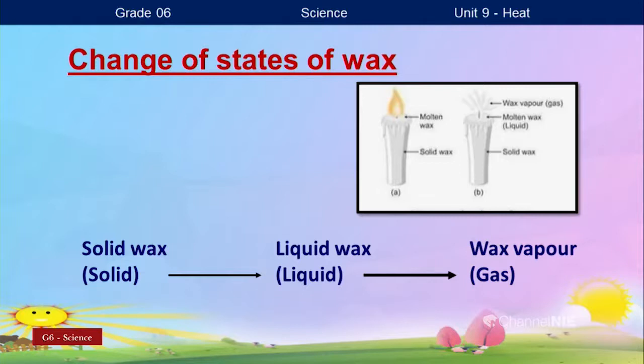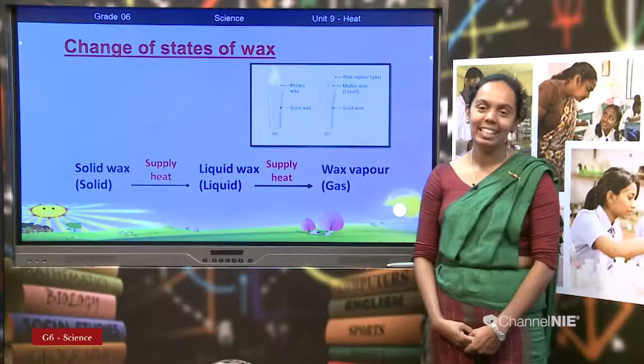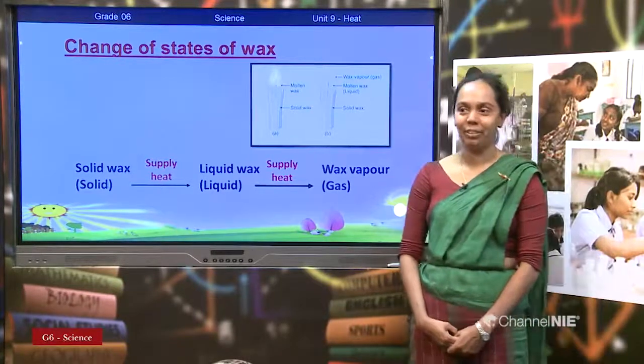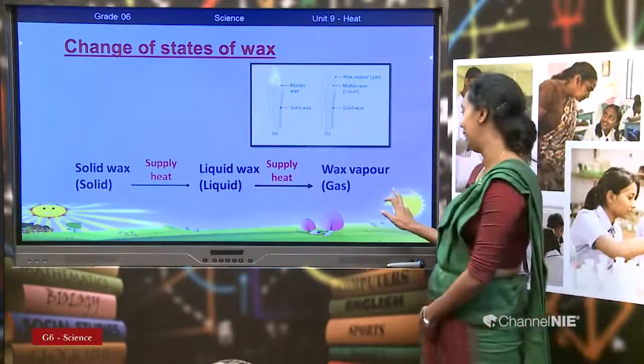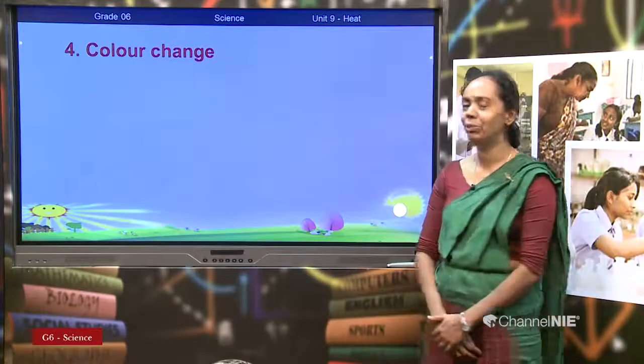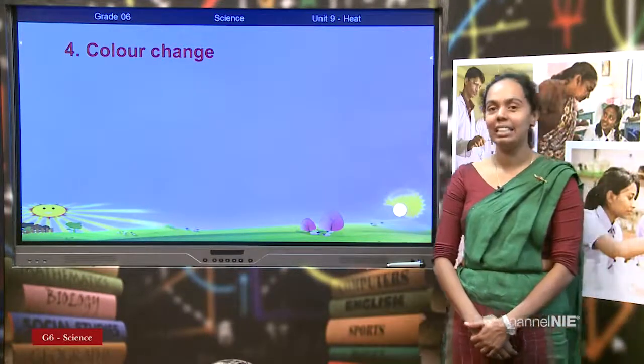In here also we can come to a conclusion: due to the heat, change of states of matter can occur. We already learned about the third effect of the heat. Then we will see the fourth effect of heat. The fourth effect of heat is color change.